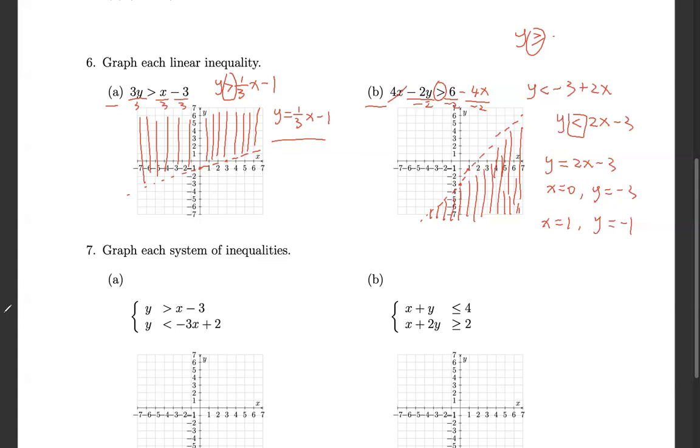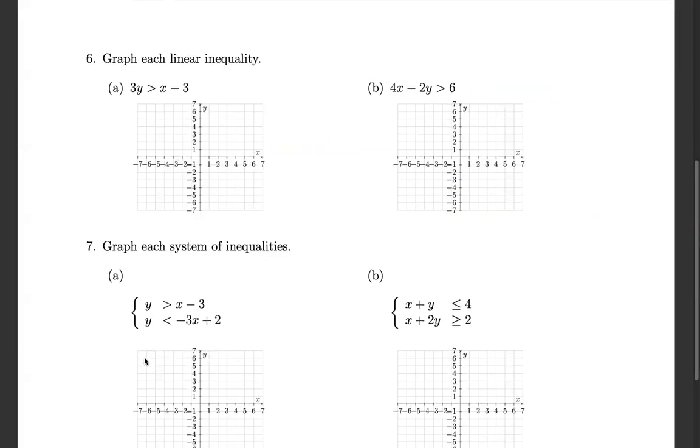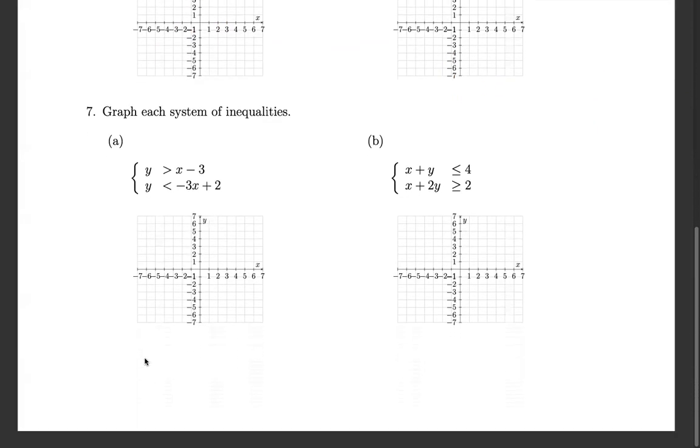Now let's see 7. 7 is the last one: system of inequalities. Remember, just like lines, when we put two lines together, we call it a system of two linear equations. So when we put two inequalities together, we call it a system of inequalities. This is like an "and" case. Remember, we have "and" and "or". This is like an "and" case for both of them.